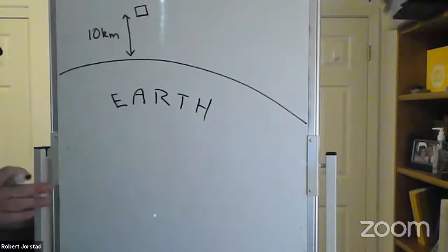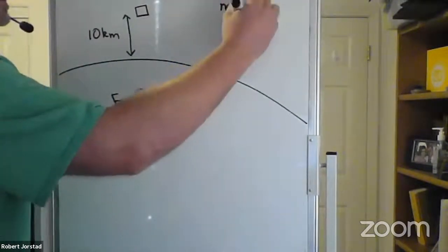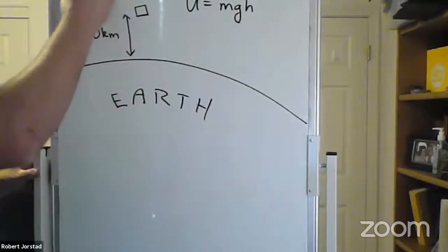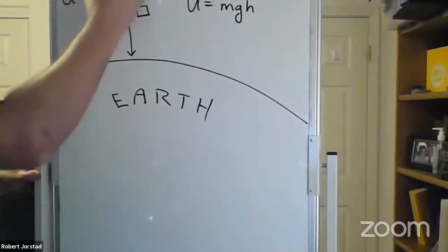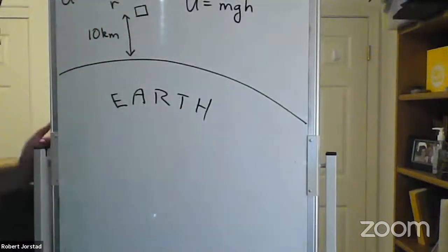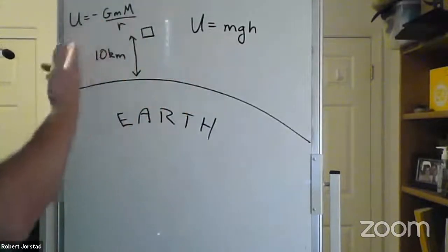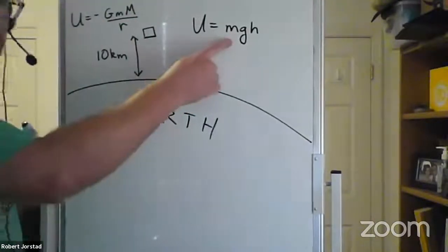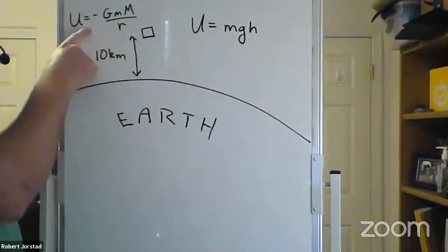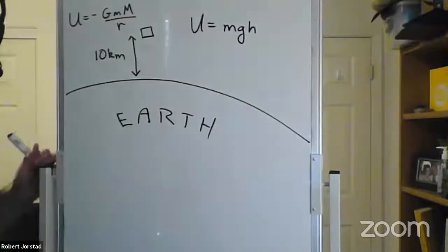Do you think I could use mgh? Or should I use U equals negative GMm over the radius? These are two different equations that we have used for potential energy. This is what we started with in chapter 8. Now I'm saying, no, it's this one. Which one do you think applies here?